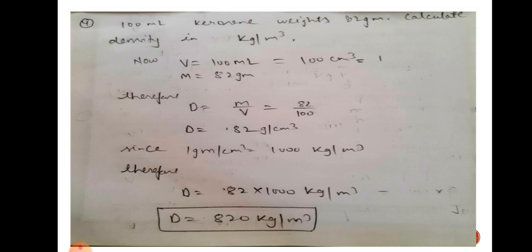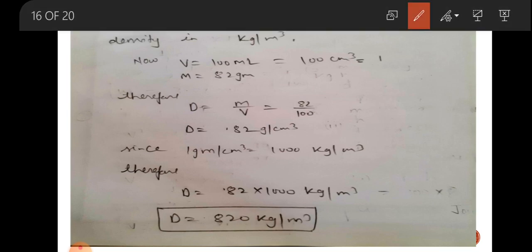100 ml kerosene oil weighs 82 gram, calculate the density in kilogram per meter cube. So you have to convert density. Now volume is 100 ml, which means 100 centimeter cube, and m is given as 82 grams. So d is equal to m upon v, and putting the values, we get d is equal to 0.82 gram per centimeter cube.